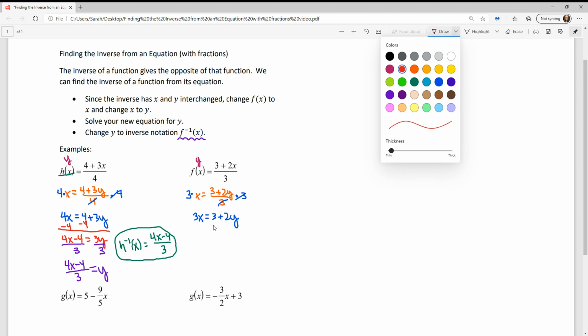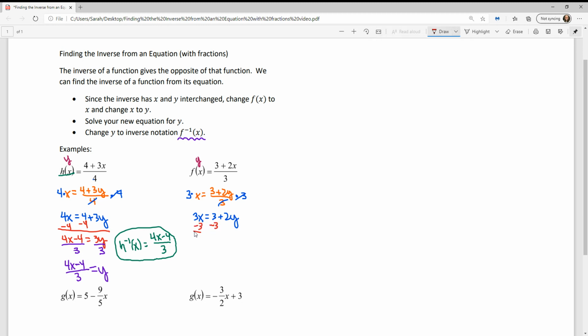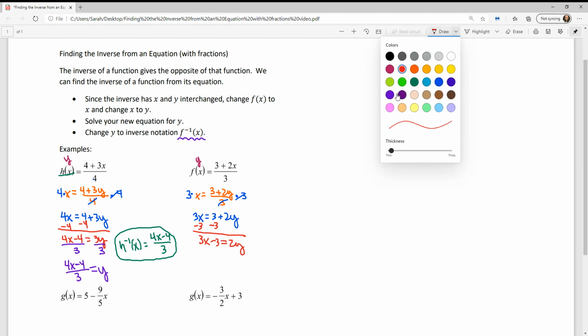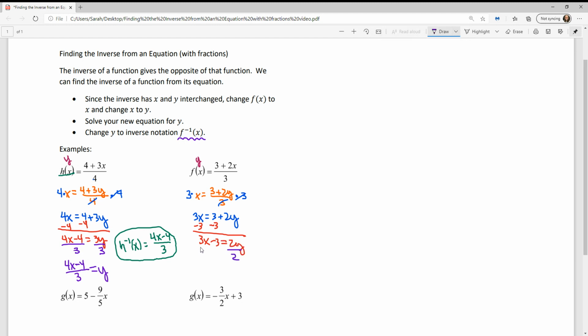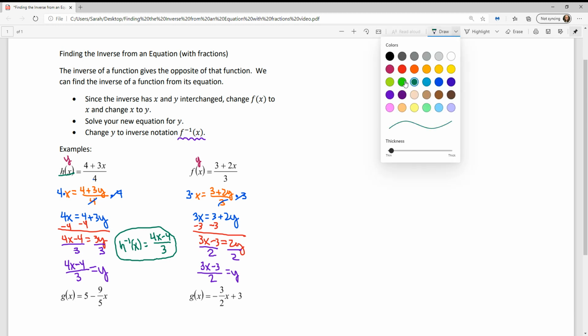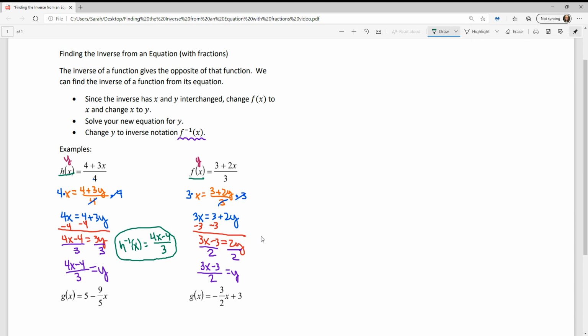Now I solve for y. Continue. So I subtract 3. And then last but not least, I divide both sides by 2. We're going to be left with this fraction here. You could break it up into 2 pieces, but it's going to still be fractions, so let's just leave it as a big fraction. I'm almost done. I just got that last finishing touch on inverse notation. I started with f of x, so f inverse x equals that big fraction I ended up with, 3x minus 3, all divided by 2.